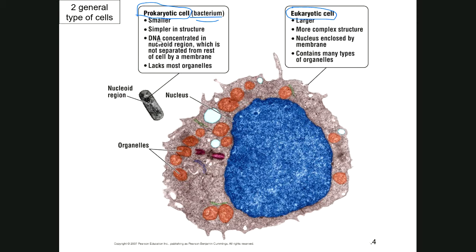Down here it says prokaryotic cells lack most organelles. Well, this is in reference to membranous organelles. By the time we get to the end of the chapter, this should make better sense to you because we will go over types of membranous organelles, but these membranous organelles are only found in eukaryotic cells. There's another group called non-membranous organelles, which I will eventually talk about in a sec.